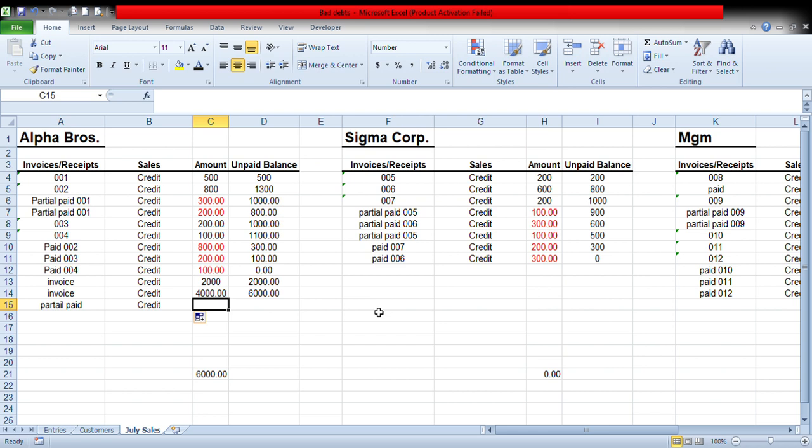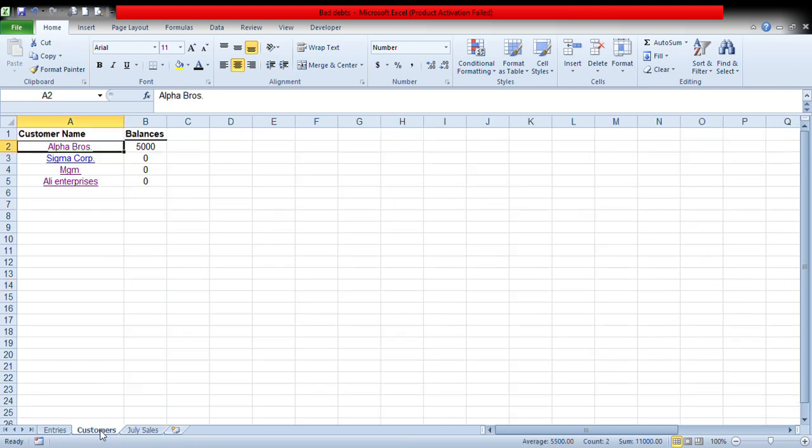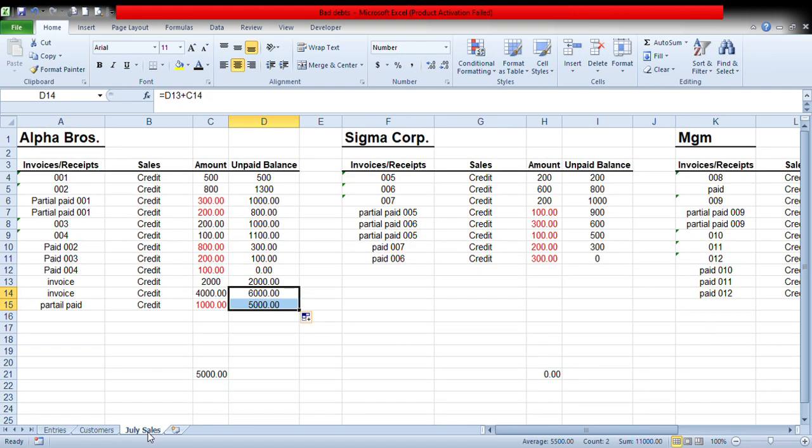So minus 1000. Understand? The amount is minus 1000, because he paid me. That's why it is negative. So when I drag this, it will automatically subtract 1000, and the balance becomes 5000, and here the balance becomes 5000. It is linked. Understand? It is linked.